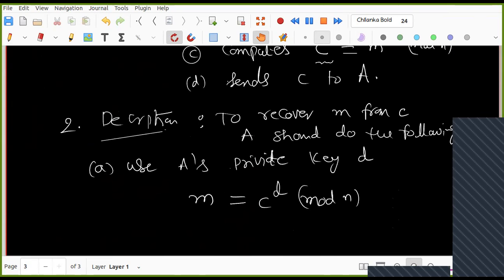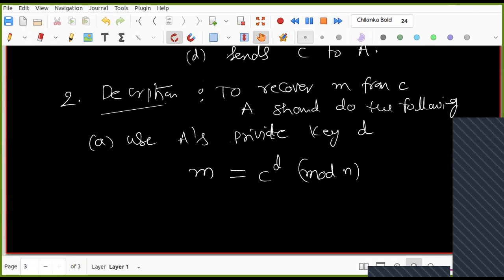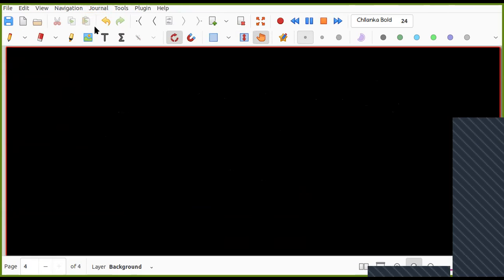Kanak, is everything clear till now? Yes. Okay. So simple, not complicated.